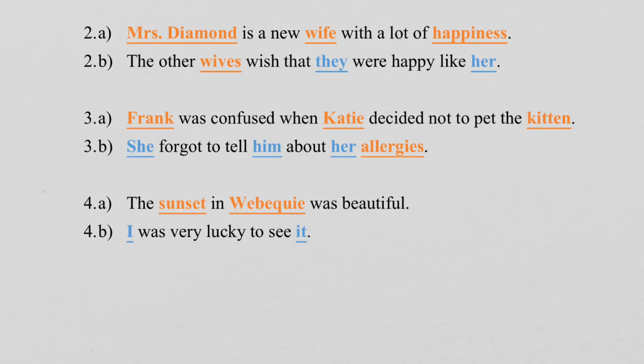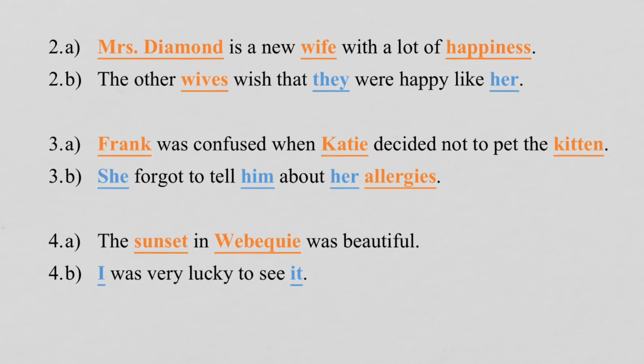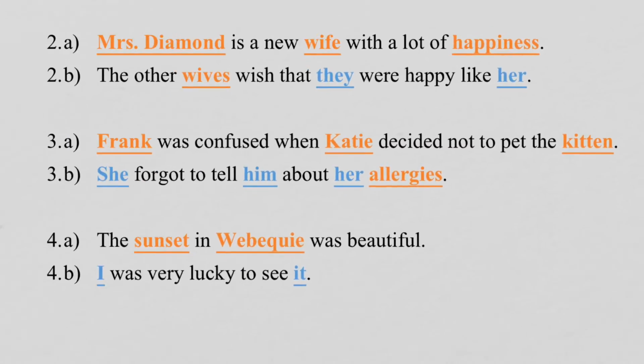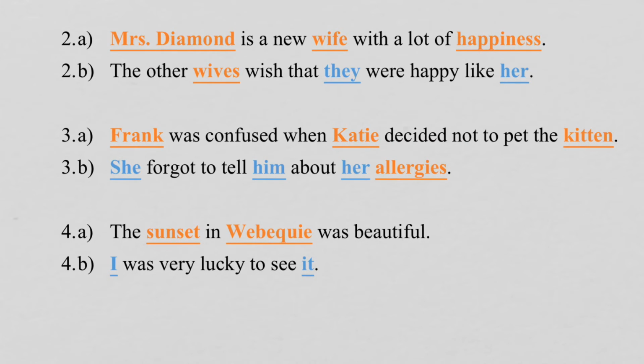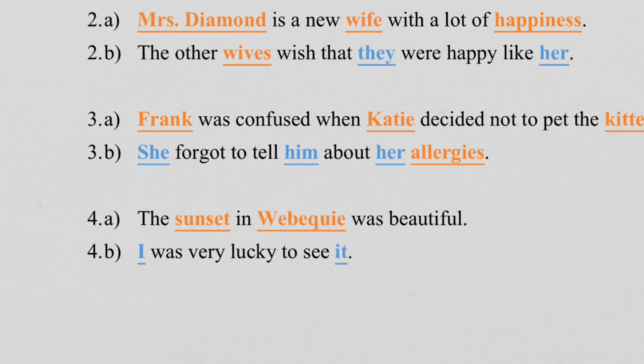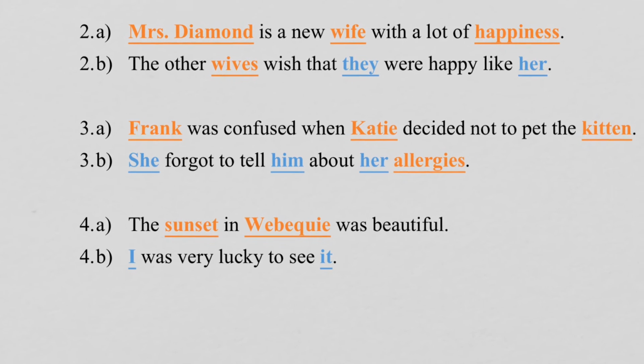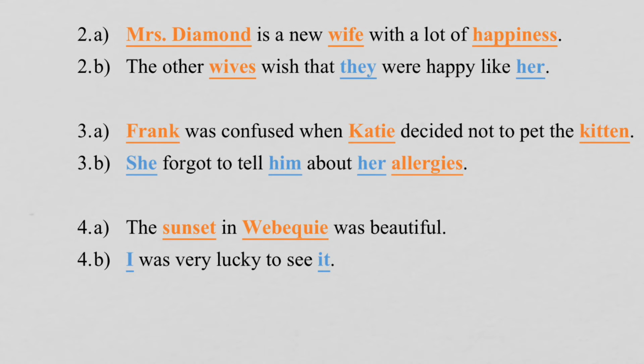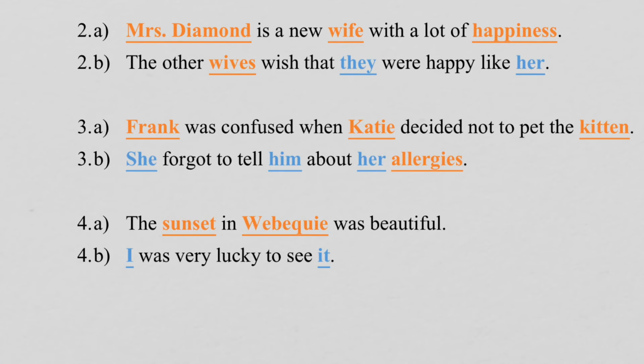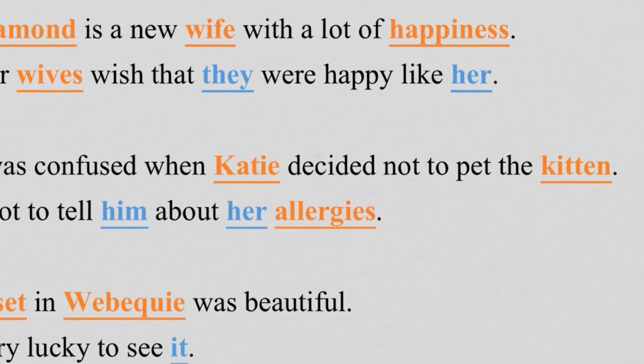So because we just mentioned Mrs. Diamond, we know that her is referring to Mrs. Diamond because we just said her name. So that's who she is, right? When we say her, that's who we mean. And our noun wives is plural, more than 1 wife, several wives. The other wives wish that they were happy like her. So instead of this group of wives, we're using the pronoun they. And instead of Mrs. Diamond, we're using her.